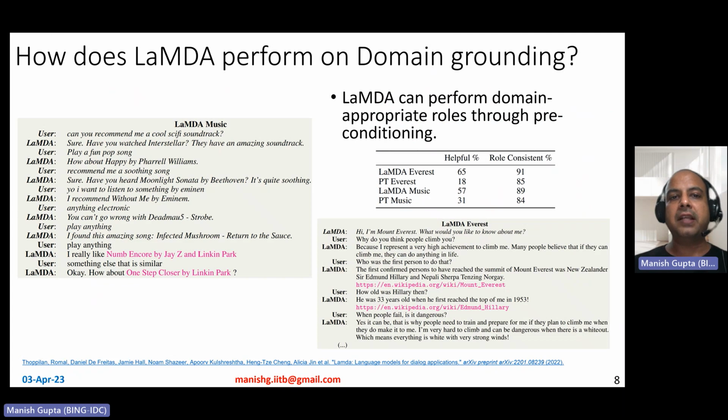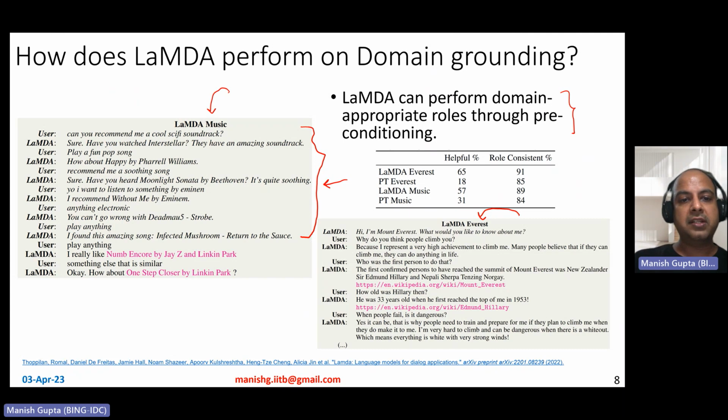So how does LaMDA perform on domain grounding? In the paper, they tried a few different types of domain grounding. For example, they built a LaMDA model that acts as a music bot, and another bot which behaves as if it is Mount Everest. To make it domain grounded, they precondition it using a few turns of context-response pairs. Things shown in italics are for preconditioning, so they are not entered by a real user.